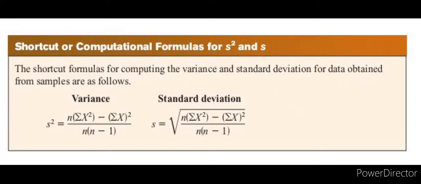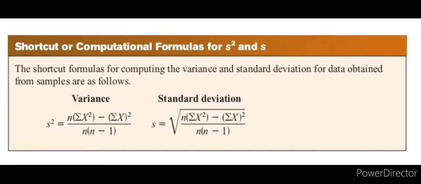After that, you can get the standard deviation. The standard deviation is only the square root of the variance, or the square root of n times the summation of x squared minus summation of x, in parentheses, squared, divided by n times n minus 1. So once you have the sample mean or the population mean and the standard deviation, you may proceed to steps 1 to 5 to get the test value and solve the problem.